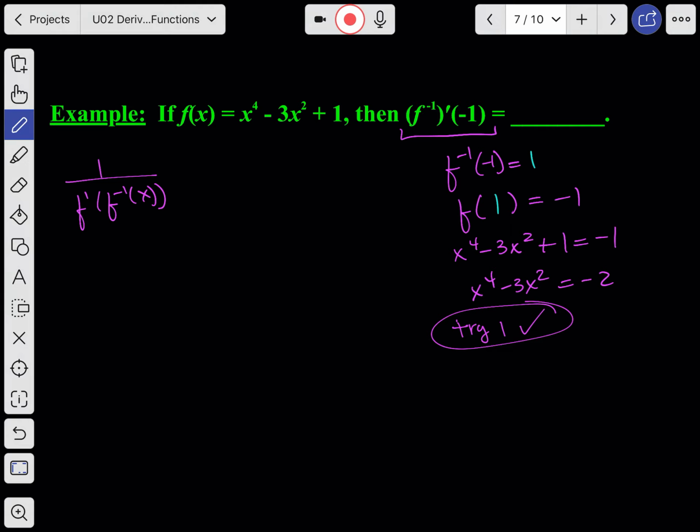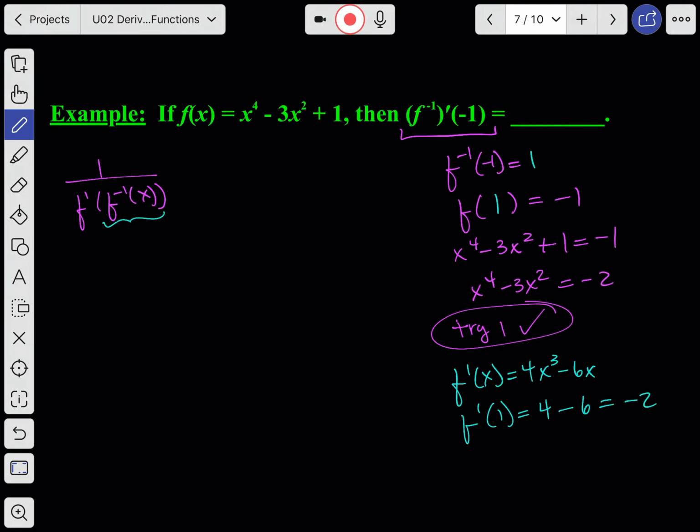Okay, so let's find the derivative. F prime of x will give us 4x cubed minus 6x. What is f prime of 1? Well, 4 times 1 cubed is 4. 6 times 1 is just 6, and so that's negative 2.